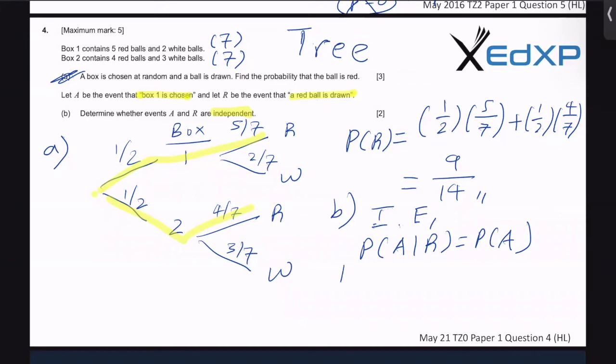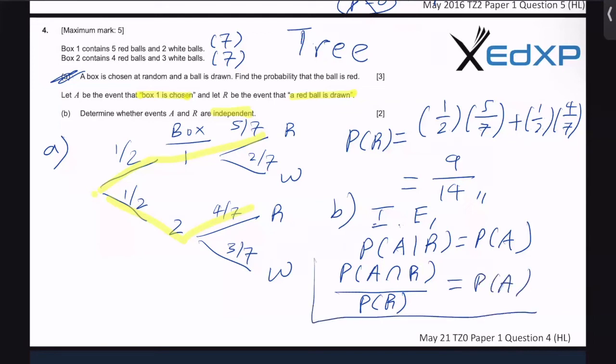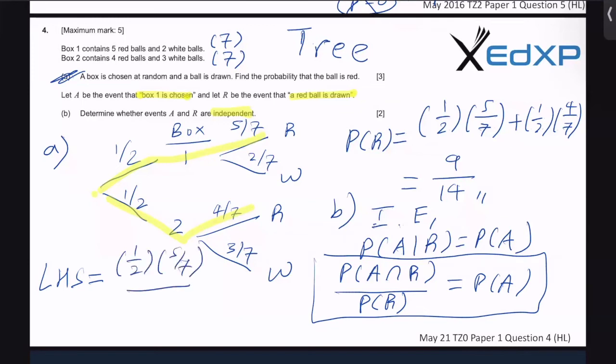And if we use the general formula, the probability of A given R is equal to the probability of A intersect R over the probability of R. If they're independent, this must be true. Let's do it one by one to see if it's true. On the left-hand side, the probability of A intersect R, so box 1 and R, will be half times 5/7, divided by the probability of R, that a red ball is drawn. We found it in part A. That is 9/14. So that'll be 5/9 on the left-hand side.